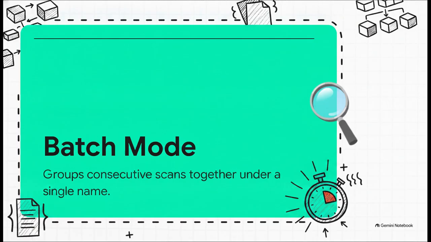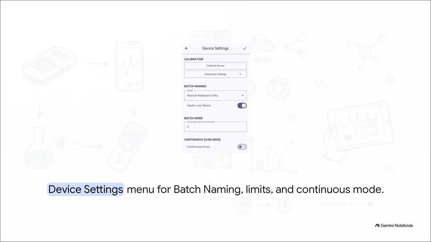It is an essential workflow tool that groups a set number of consecutive scans together under one single overarching name. It keeps your data incredibly organized, and honestly, it saves you a massive amount of time. To get this set up, just tap the little gear icon at the top of the scanner screen to jump into your device settings. Just remember, you can't open this menu if you're already in the middle of a batch.